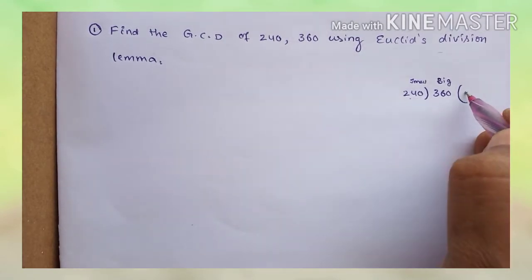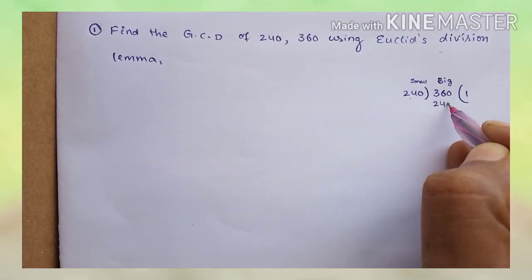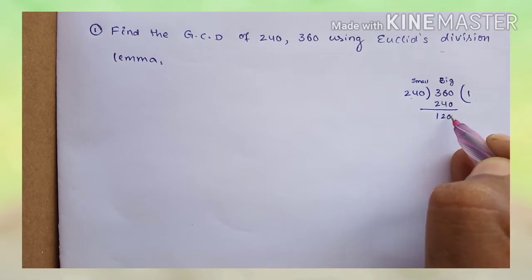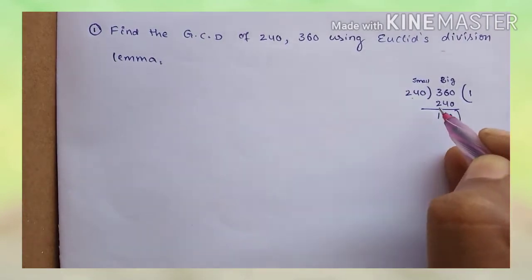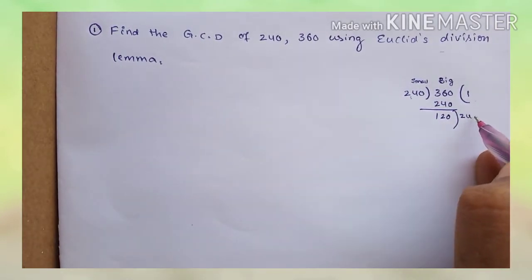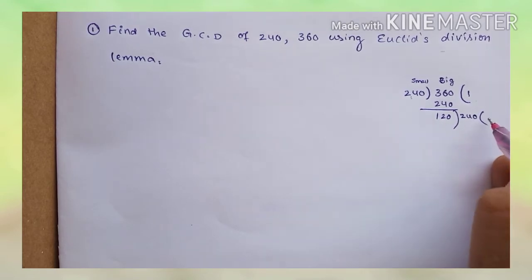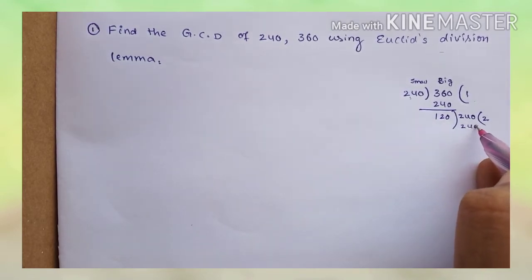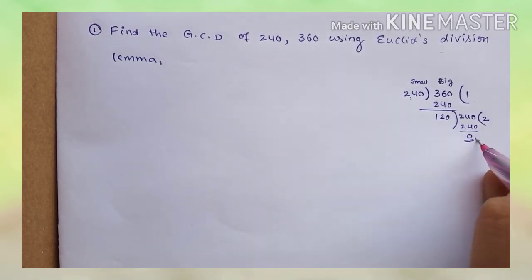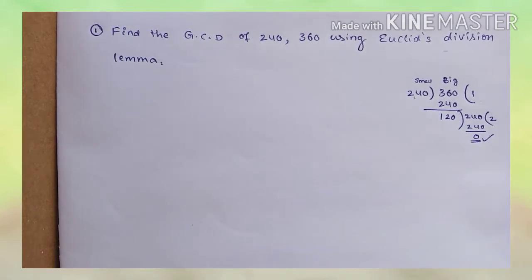So 240 ones are 240. Remainder is 120. Now take the last divisor as the dividend. 120 twos are 240. Remainder 0. You got the 0, so this is the final answer.